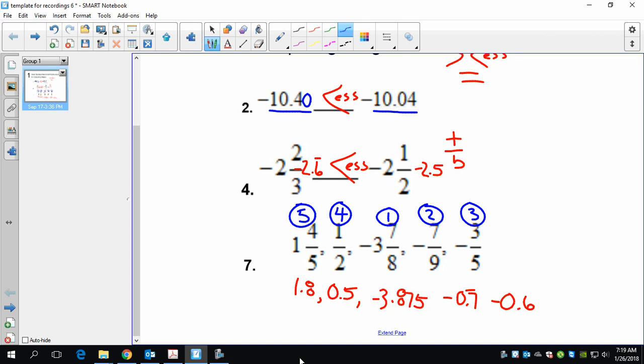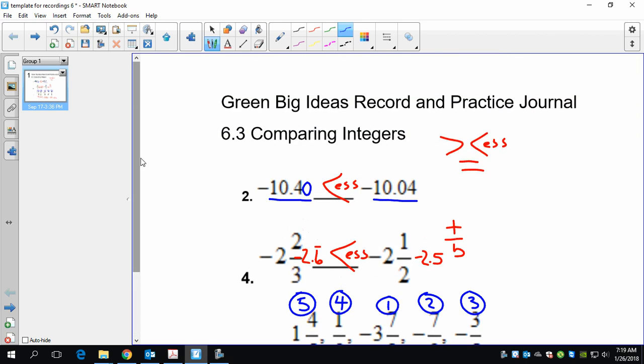So we are putting them in order from least to greatest. Just a reminder, the farther you are in the negative world from 0, the smaller your number is. The larger you are on the right side of 0, the bigger your number is. So we are working with positive and negative numbers, and we are comparing and ordering integers.